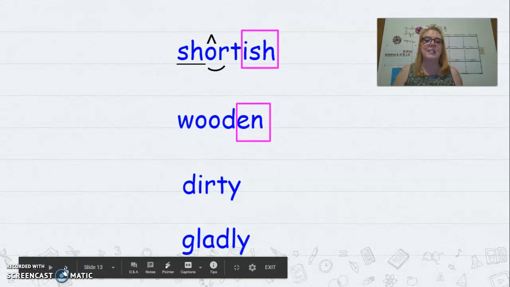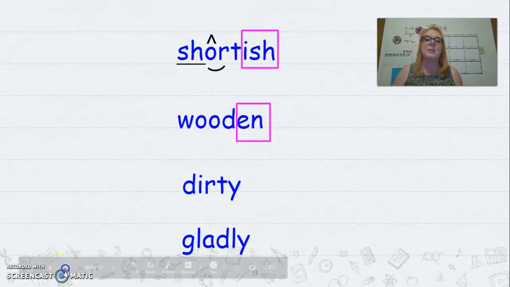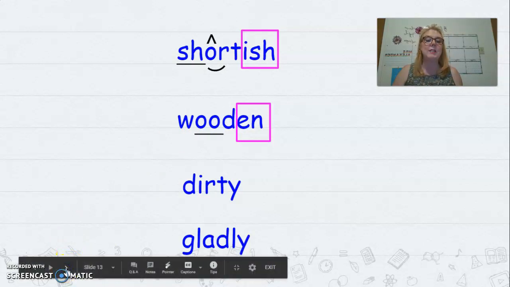The next word, what kind of suffix do you see there? EN. Correct. And what do you notice about this word? What kind of a syllable is it? Yes, it's a vowel pair. Now go ahead and read that word to me. Wooden. Good. Let's look at the next word. Tell me the suffix. Y. Now, what kind of a syllable is that word? Did you say vowel R? Good job. So let's go ahead and read it.